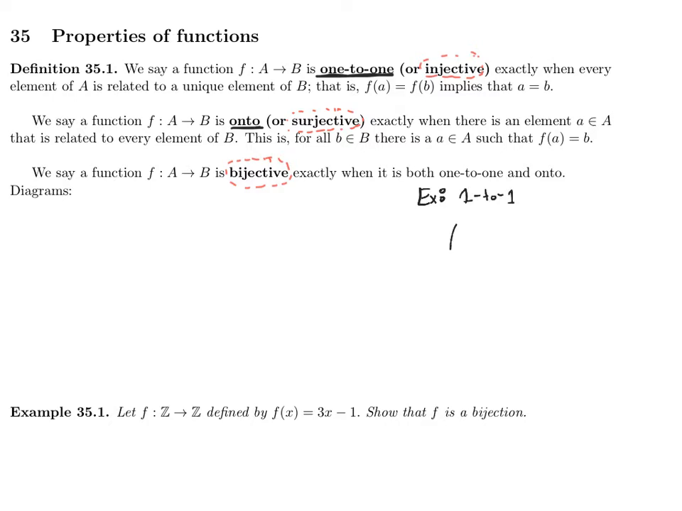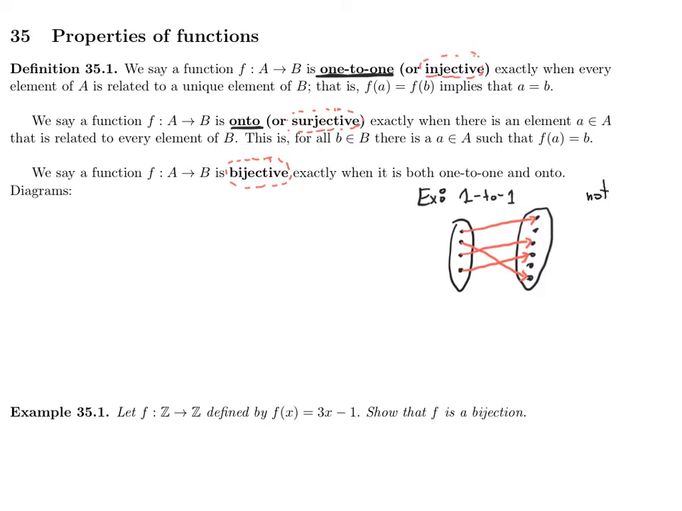looks like this. So imagine we had 4 elements in our domain, and let's say we had 6 elements in our codomain. Then this function in red that I'm drawing, this is a one-to-one function. Each element is related to a unique element in our codomain. So no arrow goes to the same element in the codomain. So this is one-to-one.